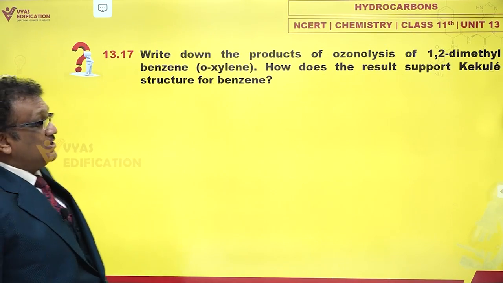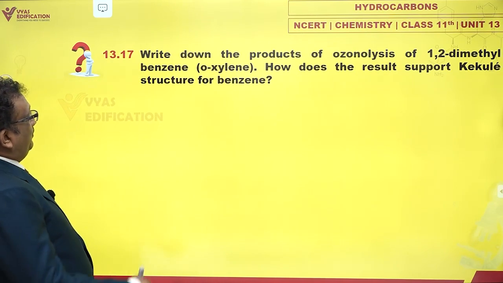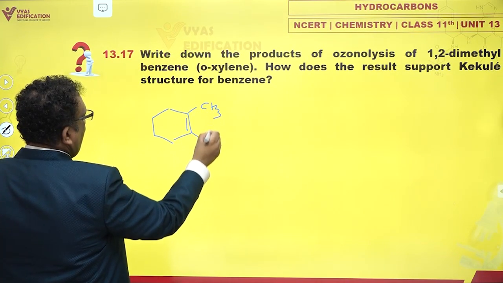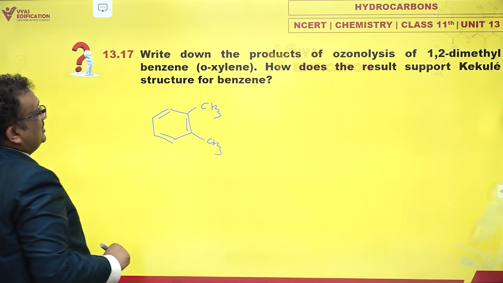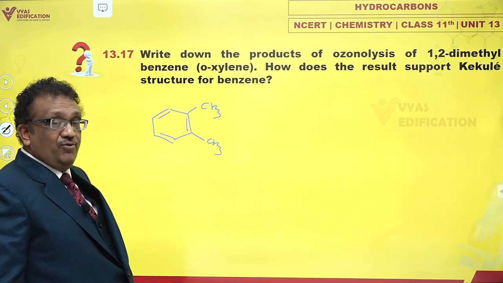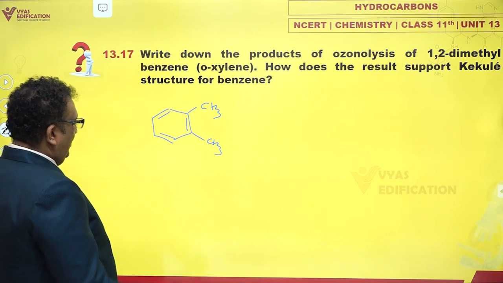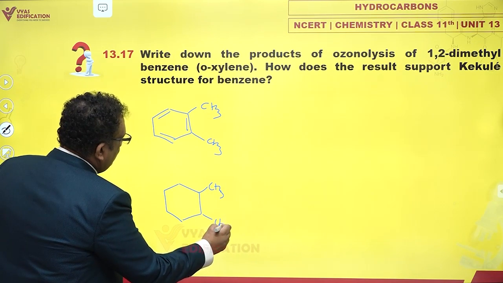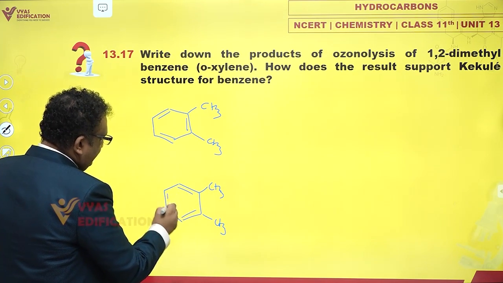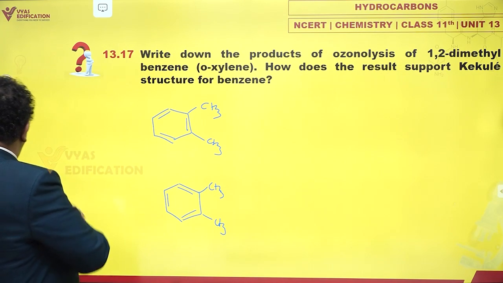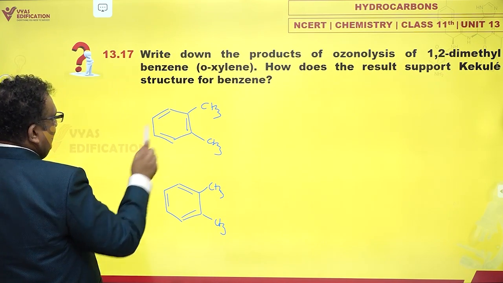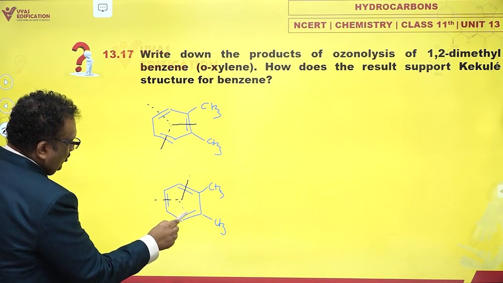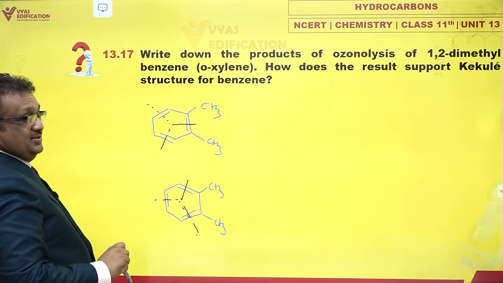Write down the products of ozonolysis of 1,2-dimethylbenzene, that is o-xylene. How do the results support Kekulé structures for benzene? Well, the fun part is, if you just look at Kekulé structures, these will be these two and these. And very interestingly, if you ozonolyze benzene, you would discover that you get the actual products as the breakup structures of each of these. What does it mean?